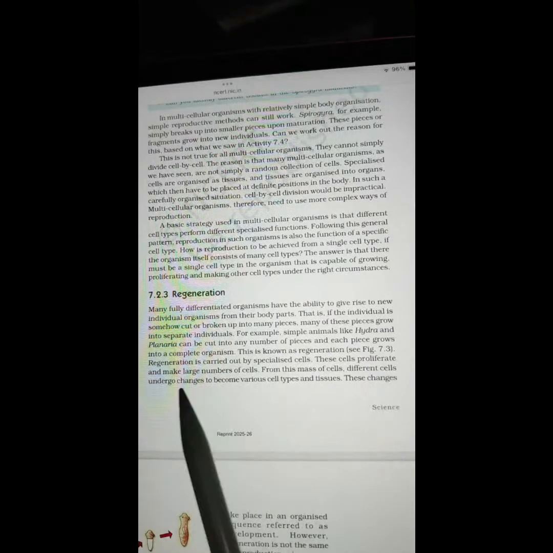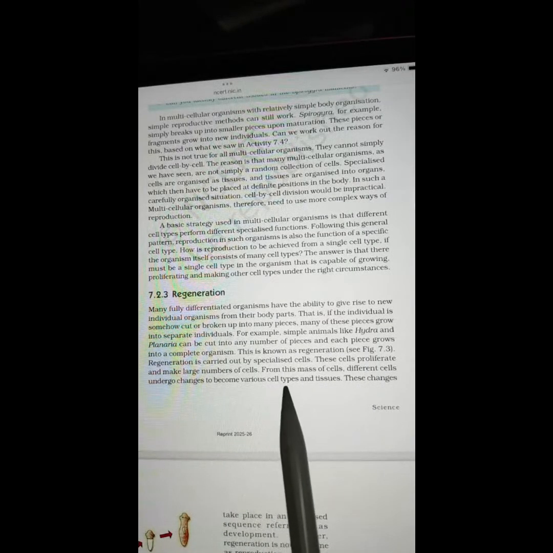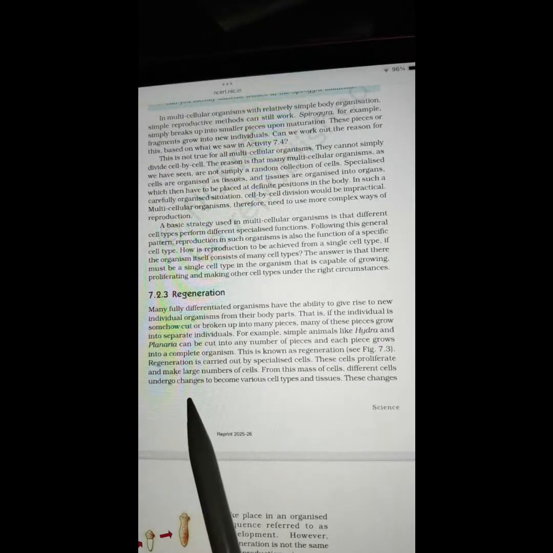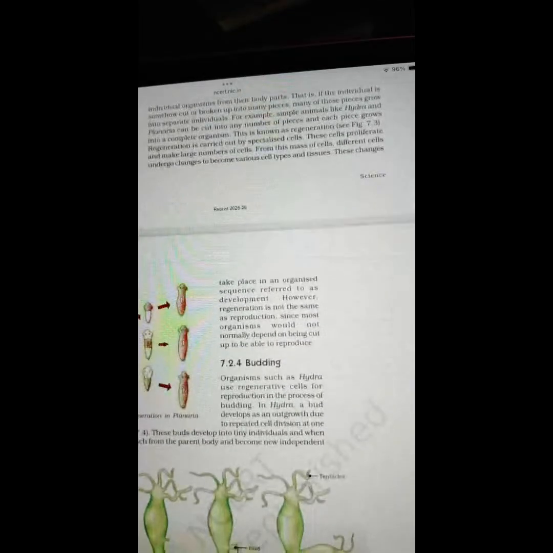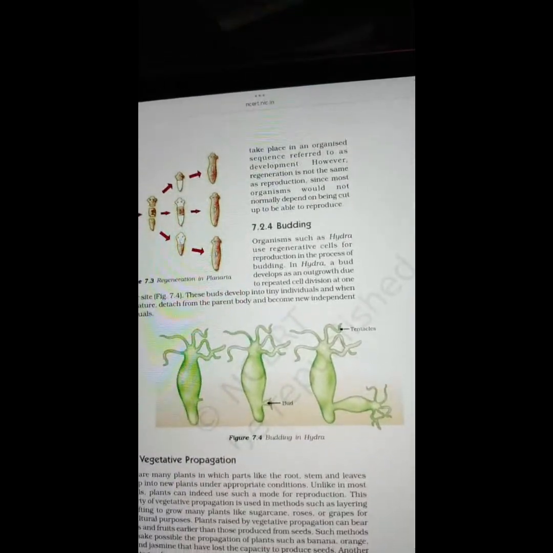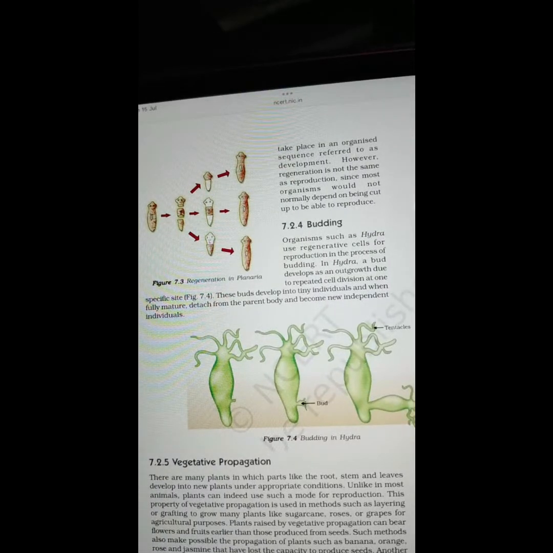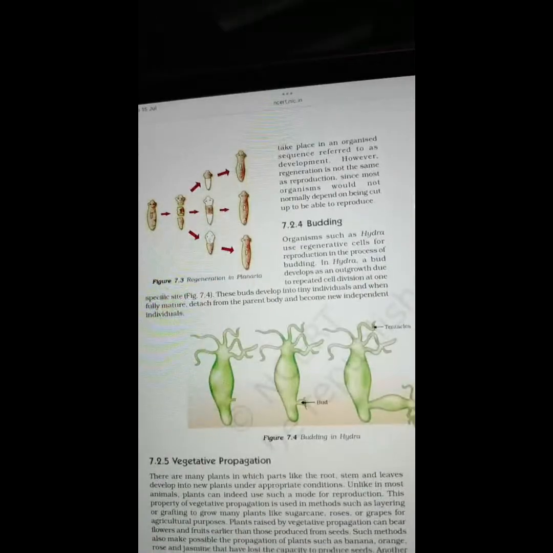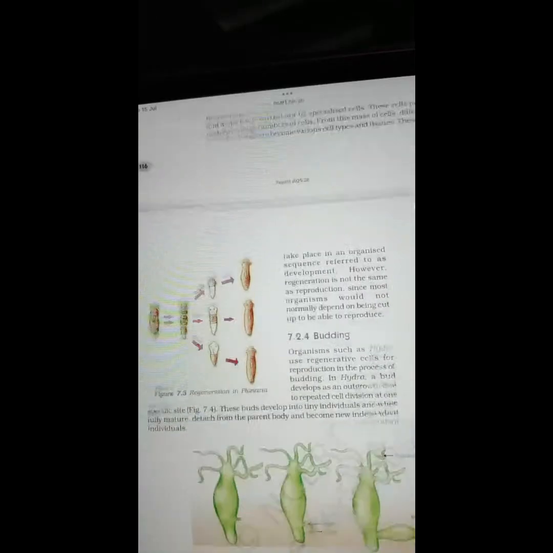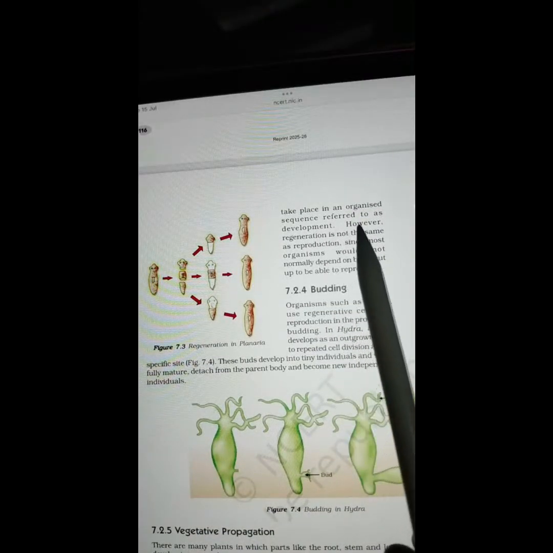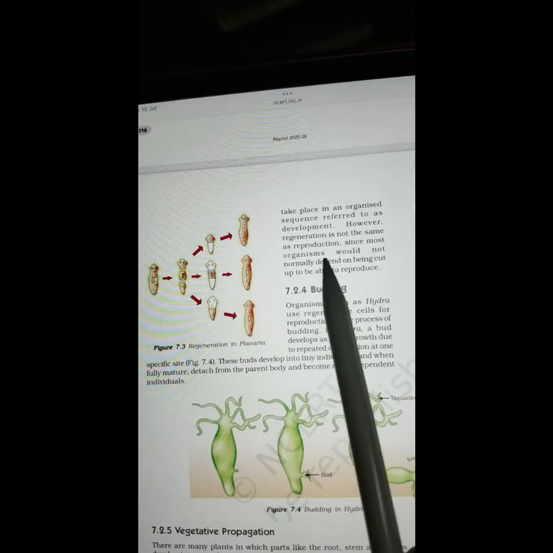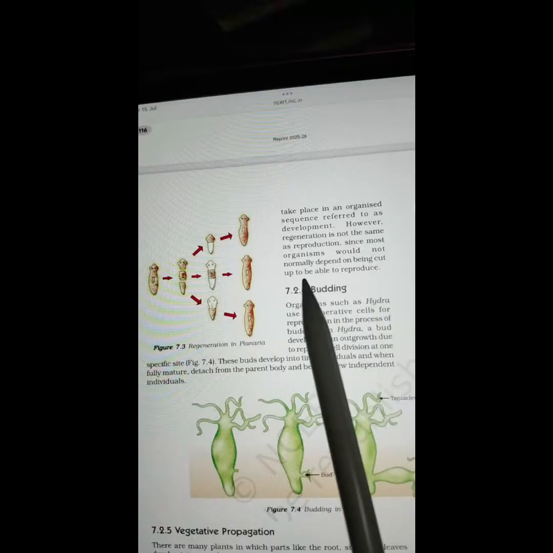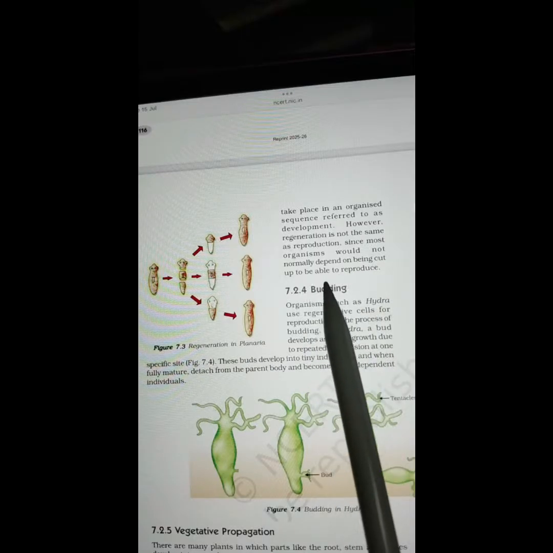So regeneration is carried out by specialized cells. These cells proliferate and make a large number of cells. From this mass of cells, different cells undergo changes to form various cell types and tissues. These changes take place in an organized sequence referred to as development. However, regeneration is not the same as reproduction, since most organisms would not normally depend on being cut up to be able to reproduce.